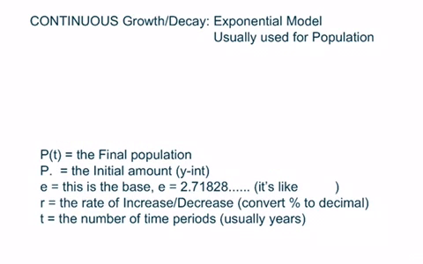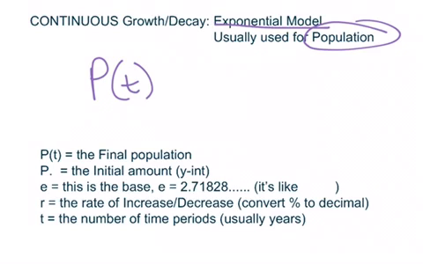Our third model is continuous growth or decay. Now again, this is an exponential model. We are going to use this one for population. So anytime you see a population problem in our class, you're going to use the continuous growth model. Now this function looks like P of T equals P of 0 times E raised to the RT.